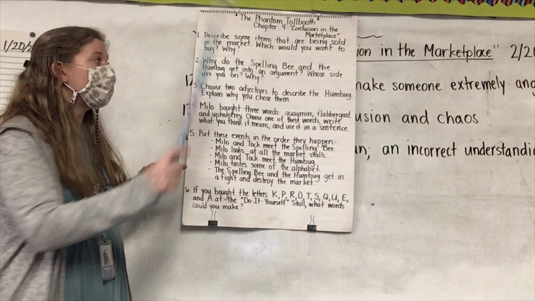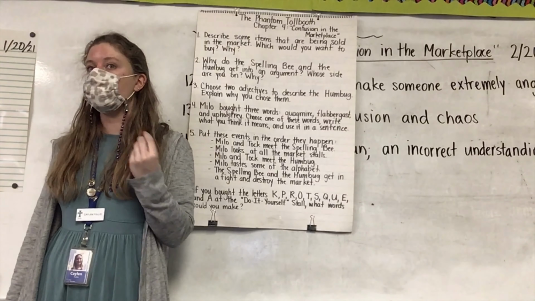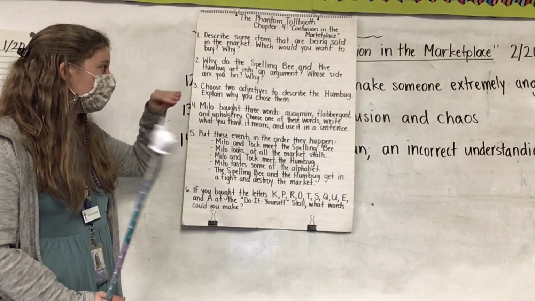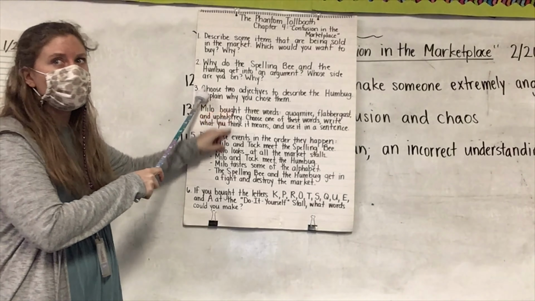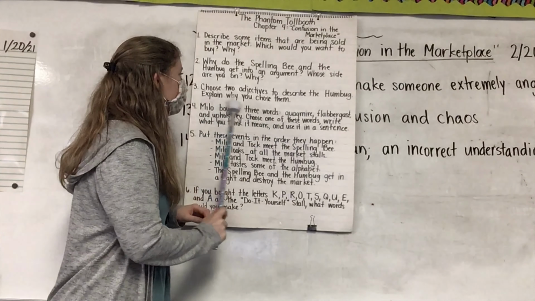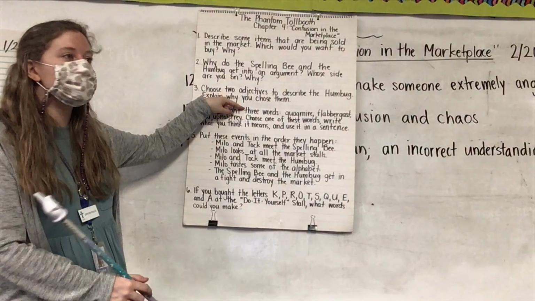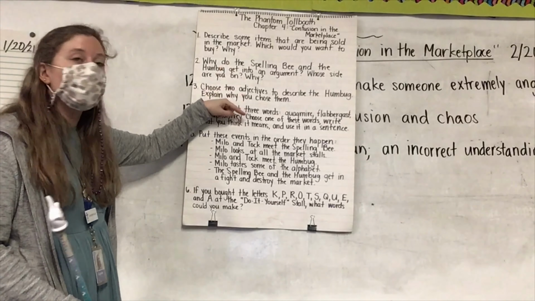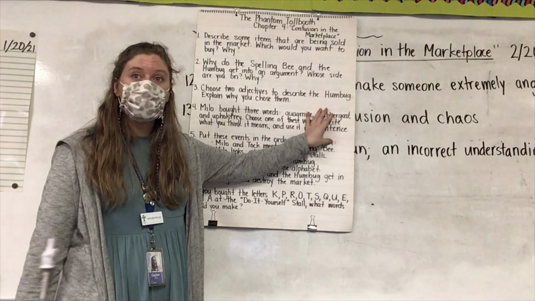Remember, write the question with the number. Some of you are leaving off the number, and that gets really confusing for me. Write the number, like if you choose to do number three first. Write three. Write, choose two adjectives to describe the humbug. Explain why you chose them. Skip one or two lines. Please don't skip more than two, because you're going to run out of space. Skip one or two lines. Write your answer. At least two complete sentences.